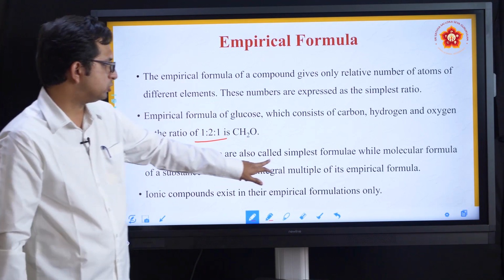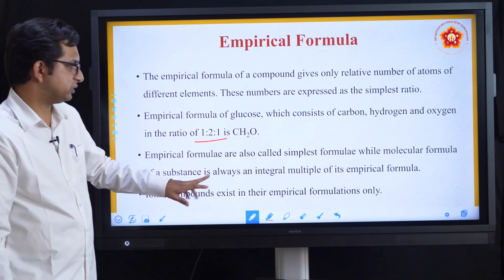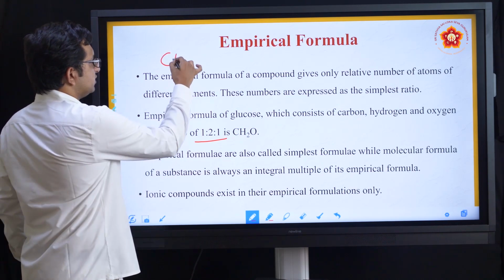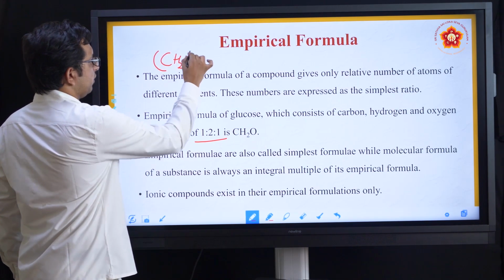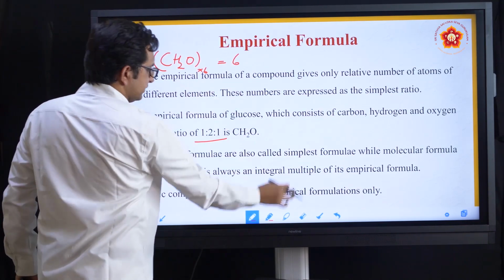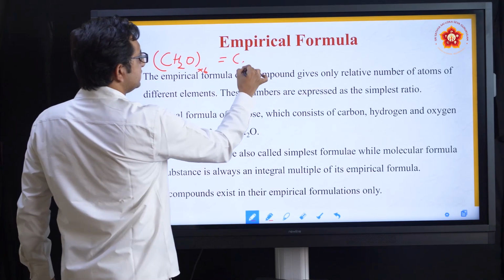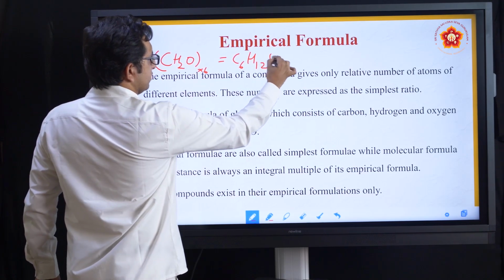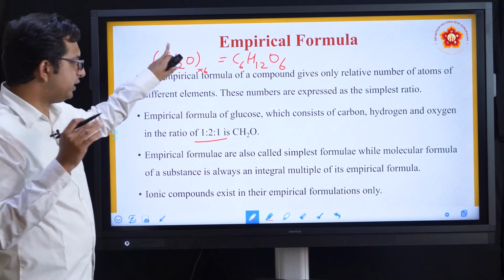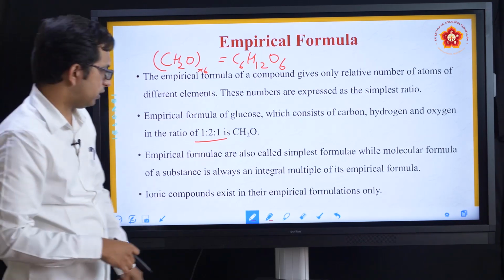Empirical formulae are also called simplest formulae, while the molecular formula of a substance is always an integral multiple of it. Suppose I have CH2O, and I multiply it by 6 atomic forms, I get C6H12O6. So what has happened here? When you took the integral multiple of this empirical formula with 6, you got the corresponding molecular formula.